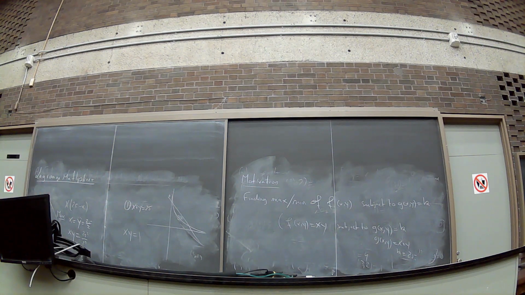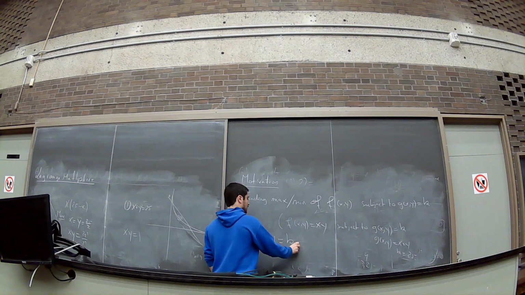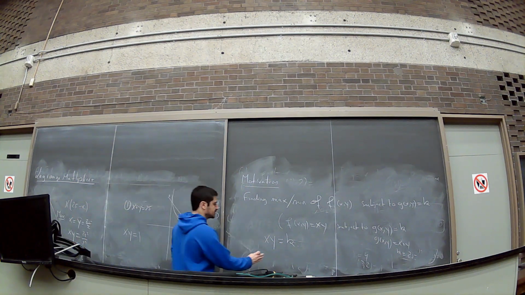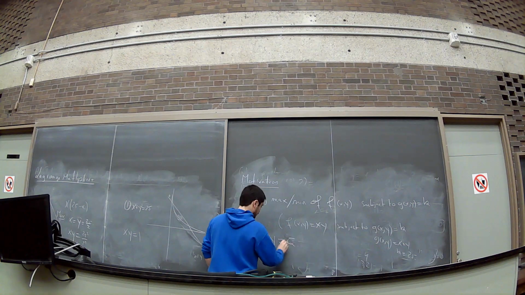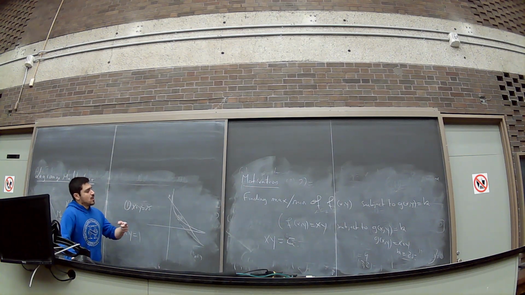Now, I want you to take this curve, xy equal to, well, I don't want a k, is equal to c. Okay? This may be a bit easier to motivate. What is the tangent line at a point? What is the slope of the tangent line?